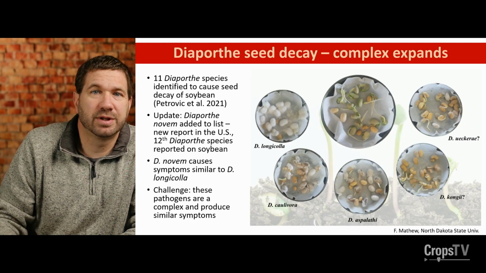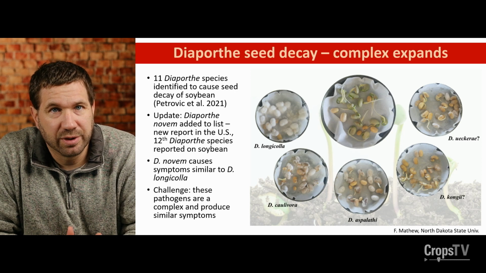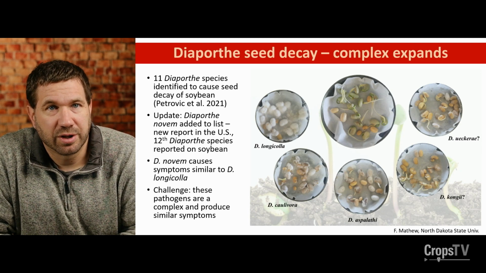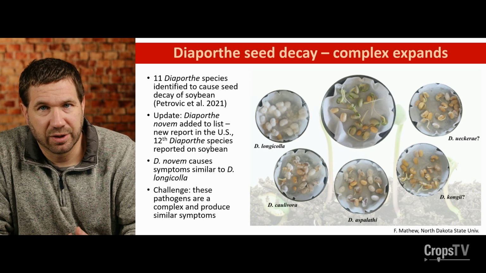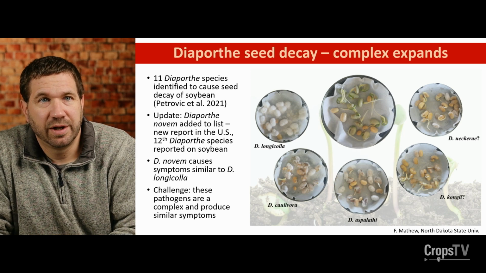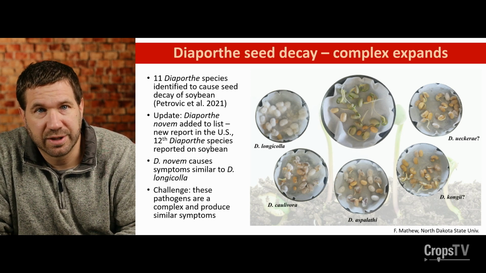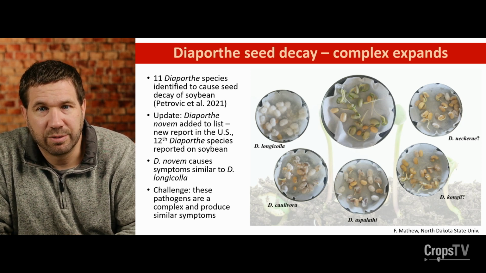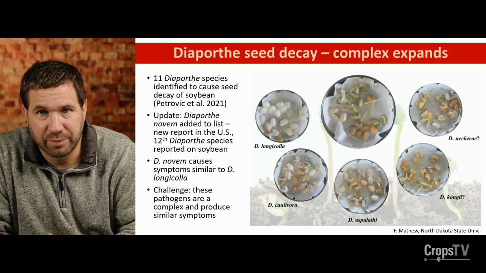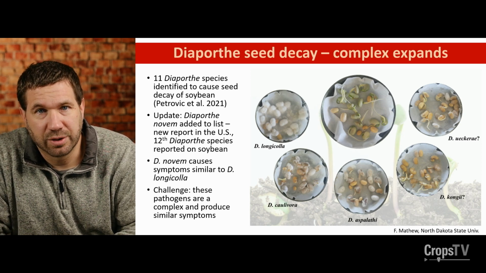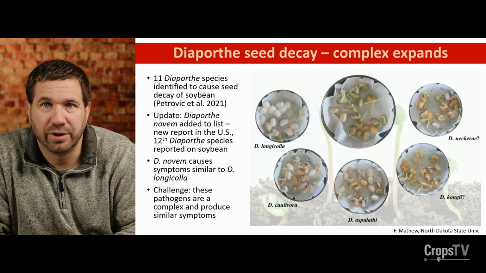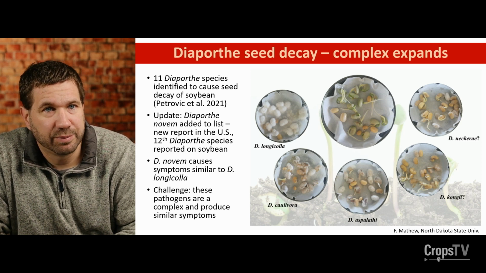What they found in this paper was that we typically consider Diaporthe seed decay to be caused by Diaporthe longicola, or Phomopsis longicola, now renamed Diaporthe longicola. But as they started diving in and looking at the complex of different fungi that could cause these symptoms, they found 11 different Diaporthe species that can cause seed decay. And you can see some of them in the image here. Some of these aren't pathogens that cause pod and stem blight and stem canker, but other ones are new. In general, they all have that same white fluffy growth. Some of them are a little bit whiter or fluffier than others, but they have similar symptoms.